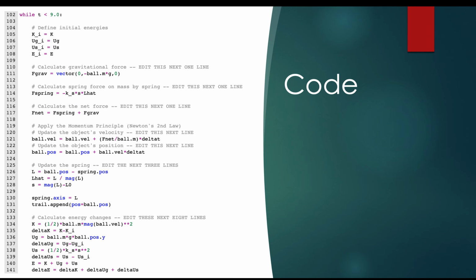So using these initial conditions, this is my code where we iteratively define kinetic energy, potential gravitational energy, and potential spring energy. Then we get the force of gravity, force of spring, and then net force, adding these two up. Then we update velocity, update position, update the new length of the spring, and then update all the energies. So we have kinetic energy, change in potential energy, potential gravitational, then change in potential gravitational energy, then potential spring energy, and then change in spring energy, and then as well as the total energy, which should equal 0.